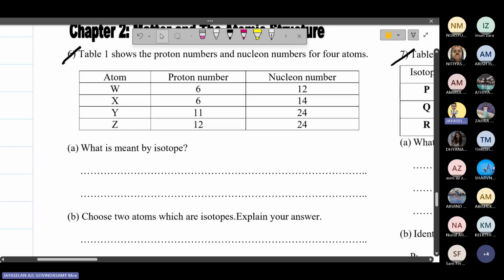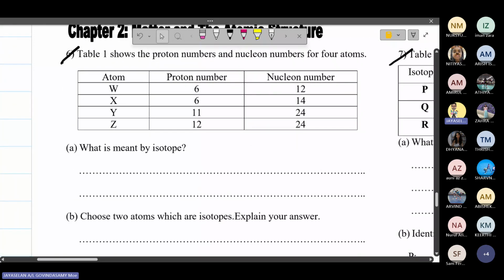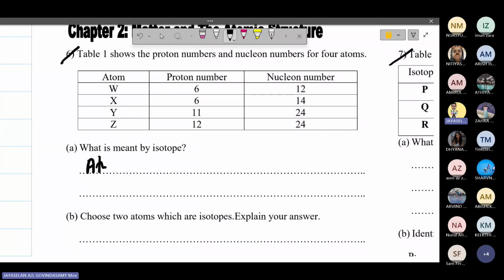They will ask what is the meaning of isotope. What is the meaning of isotope? If you want to use the table you can, if you don't want to use the table you can also. So what is the meaning of isotope? There must be these words: atoms of same element. You must memorize. Atoms of same element. If it's not there, the examiner will not read.